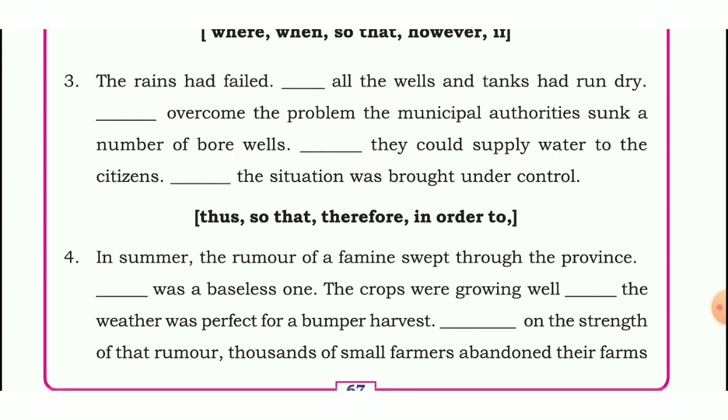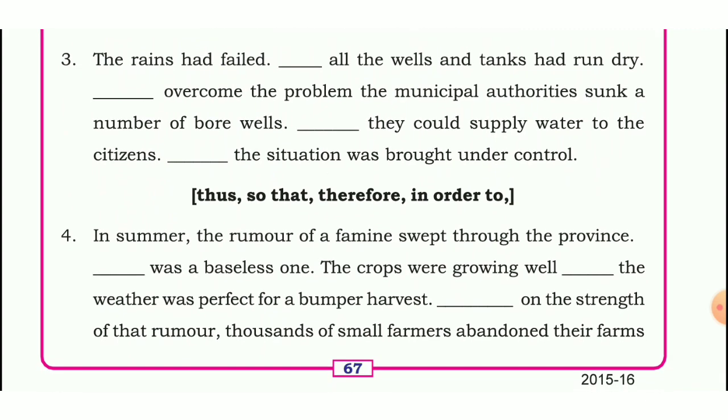Look at the next paragraph. The rains had failed. All the wells and tanks had run dry. Overcome the problem, the municipal authorities sunk a number of borewells. They could supply water to the citizens. The situation was brought under control.